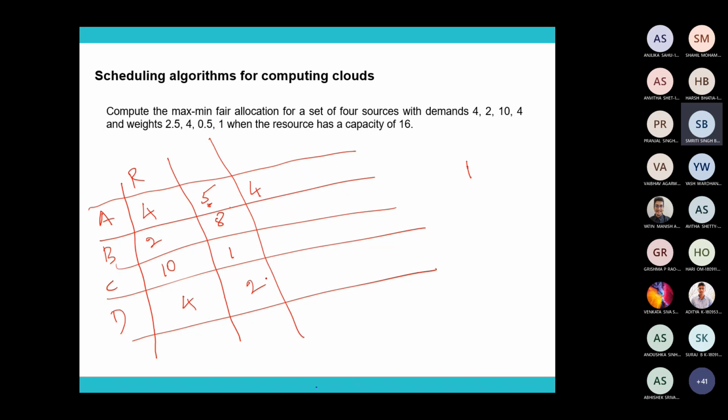According to the weight. So what is the total weight here? The 1 you have to divide by the total weight. What is the total weight? So 4.5.